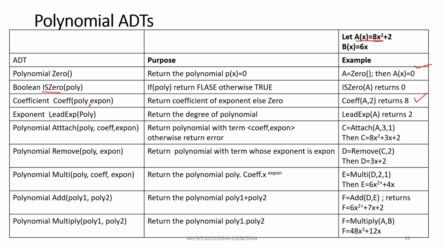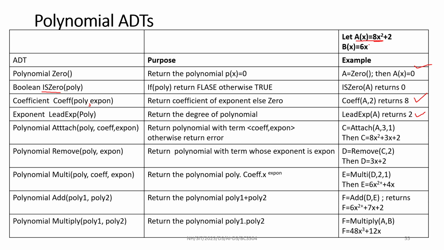Next, the leading exponent, which is the highest degree. With that, we can get the degree of the polynomial. Let us take the first one. As the terms are arranged in descending order, the highest term, the leading term, is 8x squared. Its coefficient is 8. The leading term exponent is 2. The degree of the polynomial is 2.